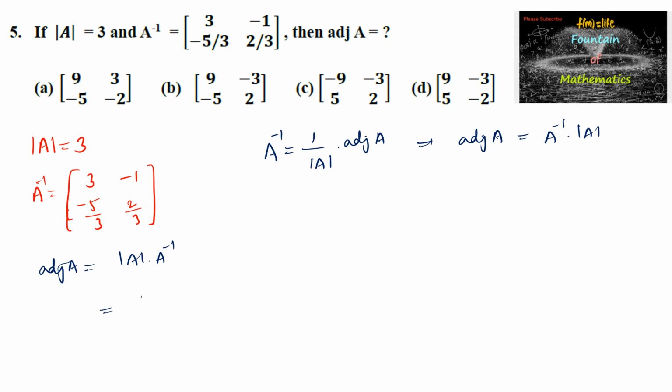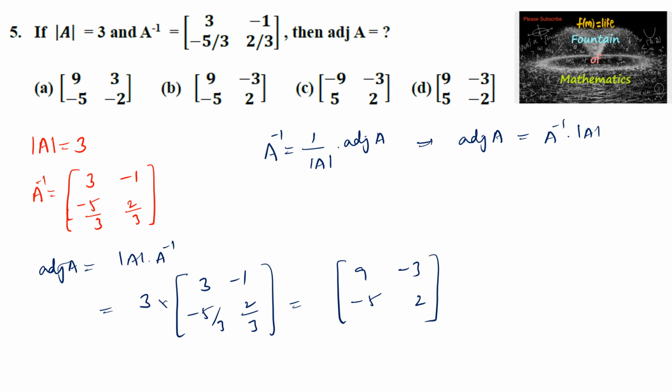So that is determinant of A matrix is 3 into A inverse, which is [3, minus 1; minus 5 by 3, 2 by 3]. So let us do the scalar multiplication here. 3 into 3, 9. 3 into minus 1, minus 3. So 3 into minus 5 by 3 is minus 5. And 3 into 2 by 3 is 2. So adjoint of matrix A, we got it, [9, minus 3; minus 5, 2], which is option B.